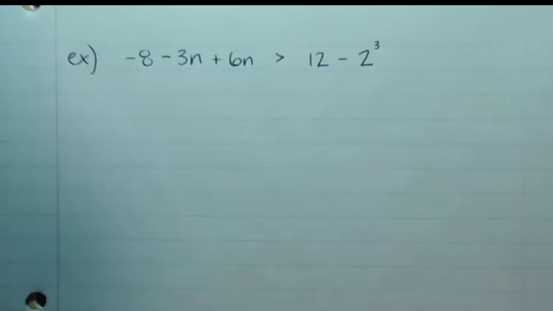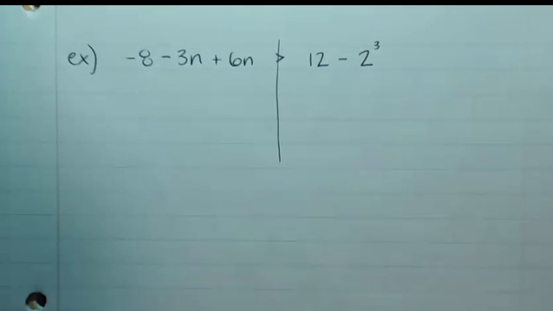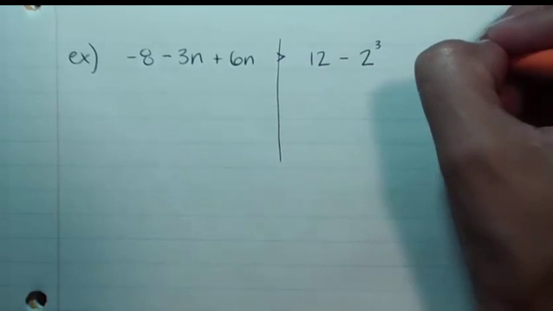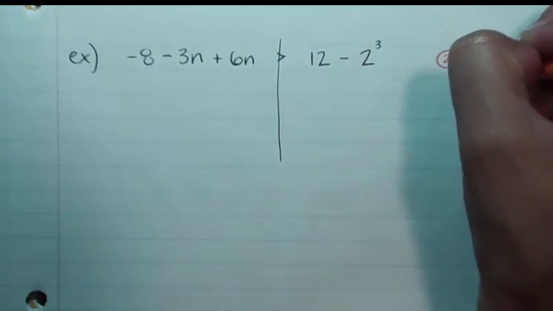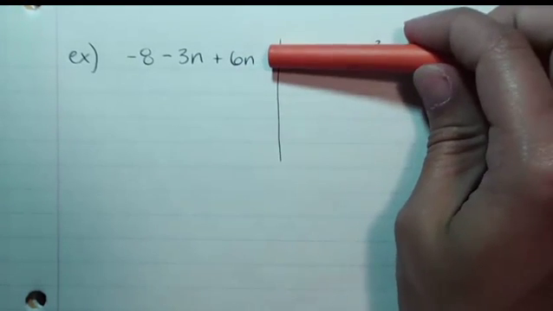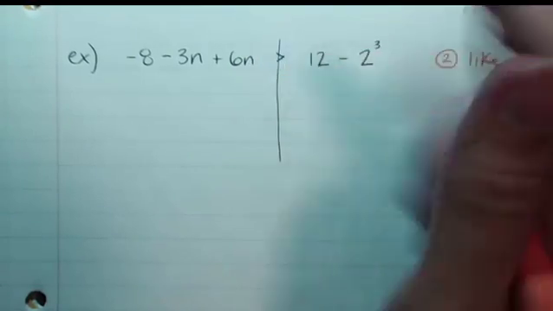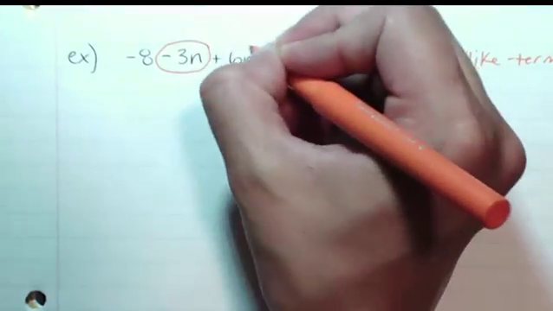Okay, if I'm looking at my steps, step 1 is distributive property. So, are there any parentheses on either side of the inequality symbol? No. So, step 2, I'm looking for, can I combine my like terms on each side? If I look on the left side, it looks like I can combine my n's, the negative 3n and the positive 6n.